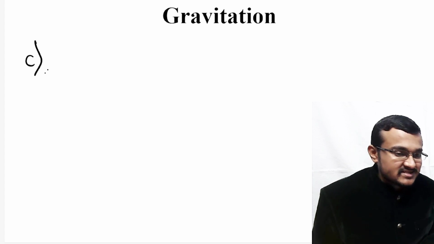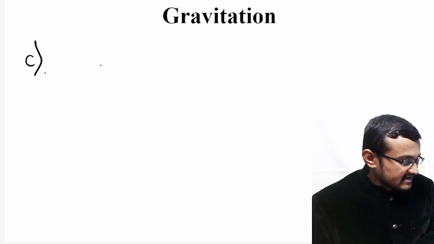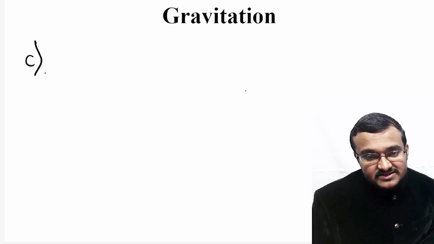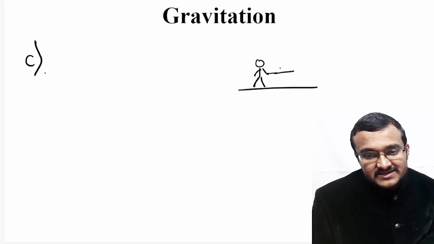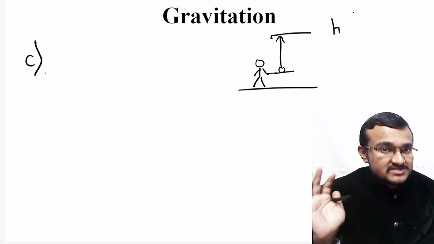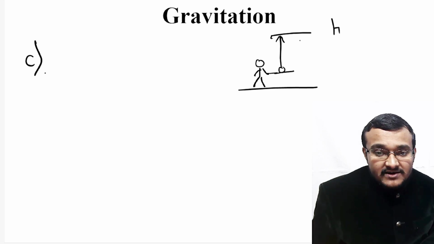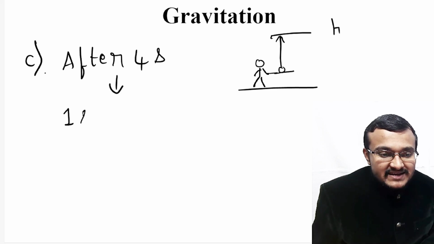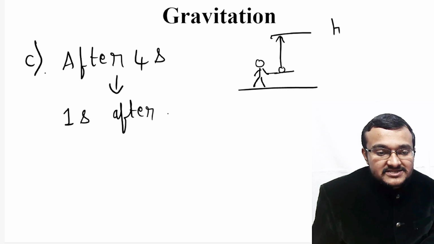Now coming to the C question in this 18th question, here they have asked its position after 4 seconds. So now you should be careful. Why? Because here the ball thrown by this person has taken 3 seconds to reach the maximum height. After the third second, for the next 3 seconds it is falling towards the earth's surface. So now here after 4 seconds refers to 1 second after it started falling down.